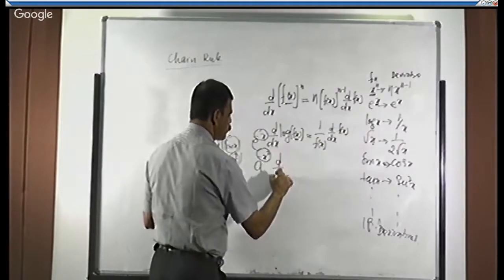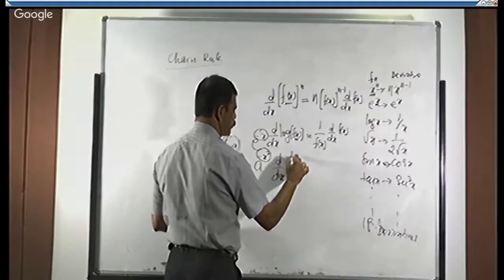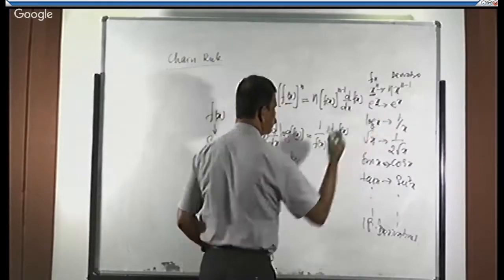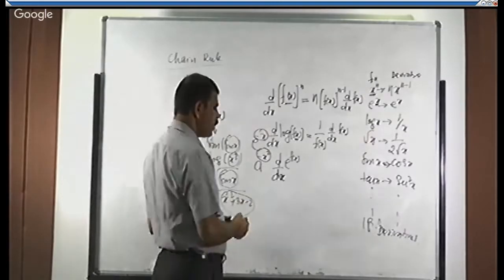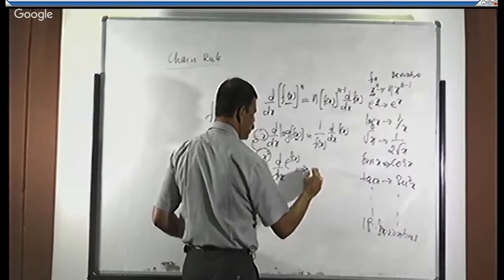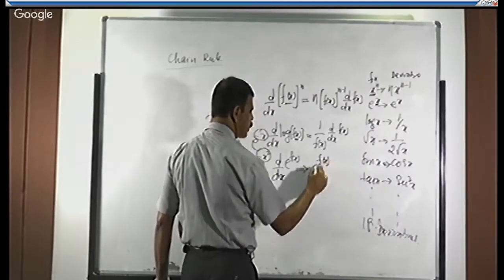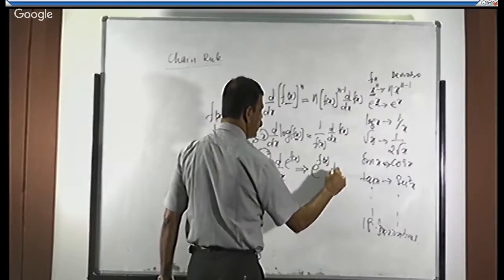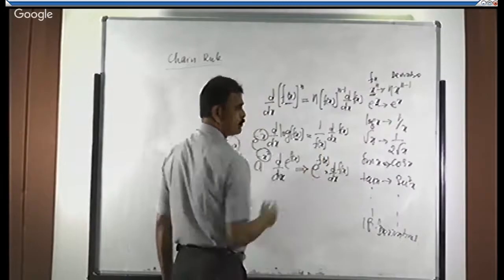d by dx of e power x. E power x, right? Differentiation of e power x is e power x. Suppose in place of x, we have a function. Then how to differentiate it? It is differentiated like this: for e power x it is e power x, but for e power function it is e power function. At the end, we should write differentiation of f of x.